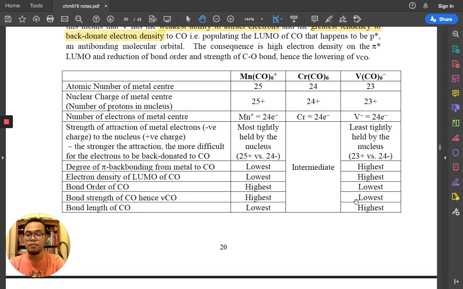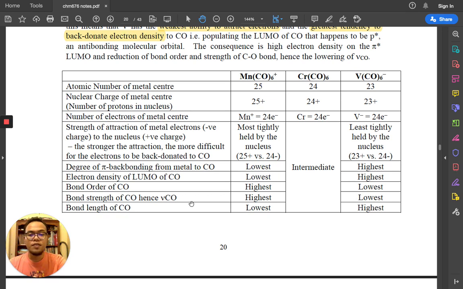So remember, it started from the nuclear charge. The higher the nuclear charge, the greater the attraction of your metal towards the electrons. Hence, it is less likely for the metal to be donating back the electrons to your LUMO, which is your pi antibonding. So this will give an effect on the bond order. The higher the nuclear charge, the higher the bond order, the stronger the bond, and the lower the bond length. Because we have established earlier the knowledge that the shorter the bond, the higher the energy, the higher the frequency. This is what we are discussing now.